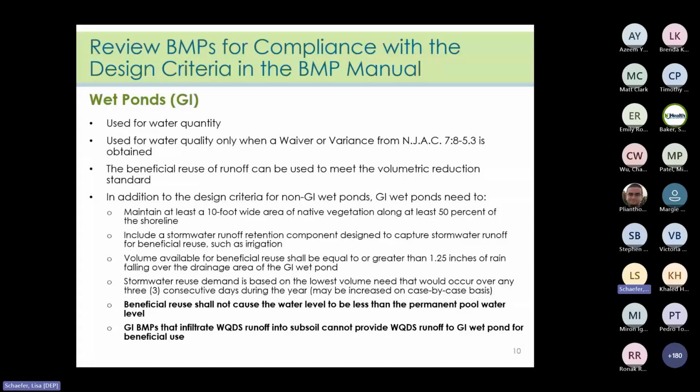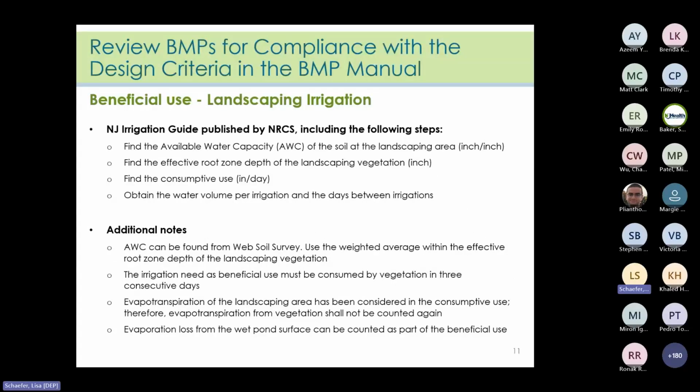Okay, so the beneficial use of a GI wet pond is often to provide landscape irrigation. The method of estimating irrigation use shall be based on reasonable assumptions. So the designer just can't randomly assign a value, say like 1 inch per acre per day, to calculate irrigation use. And we have from the NRCS a published New Jersey irrigation guide, which provides one method to estimate the irrigation need. But if the designer wants to use another method, the submission would need to provide a well-recognized publication showing the method and the variables that were used in the calculations.